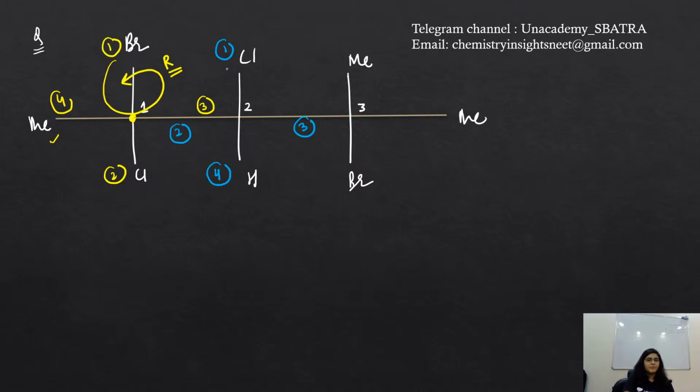So 1 to 2 and 2 to 3 will give you anti-clockwise direction, that means S. But what you are observing is that the least priority group is already at the vertical position, so definitely this will be S. Right, this will be S.